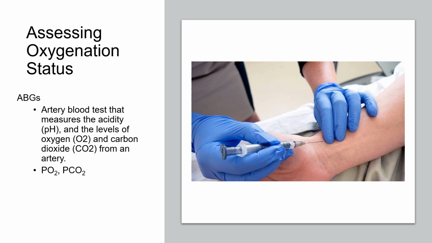So this is an arterial blood gas, and they are measuring that blood for our pH level, our oxygen level, and our carbon dioxide level. So when you refer to an ABG value, you're going to say PO2 and PCO2. That is referring to partial pressure of oxygen and partial pressure of carbon dioxide. You can read about this more in your textbook, but that basically means the levels inside an artery versus a vein.